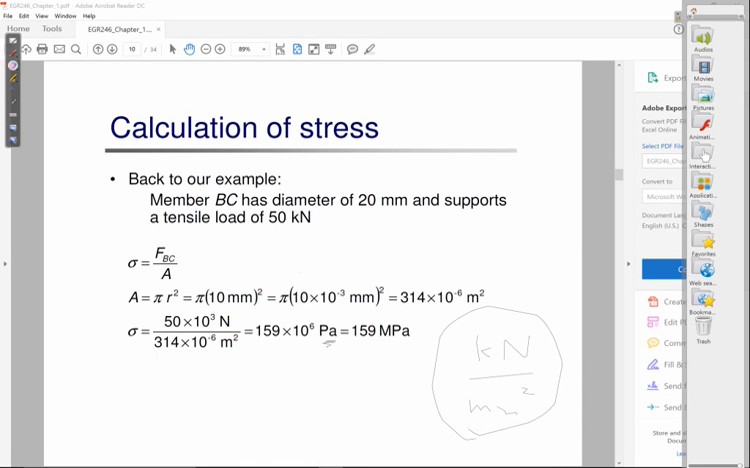Now we can calculate the stresses in AB and BC, right? But what exactly does that do for us? Any ideas? I'll give you a few seconds to think about that. Rather than saying that BC has a tensile force of 50 kilonewtons, now what we're really saying is BC has a stress of 159 megapascals, right? What's the difference? Both numbers really don't mean too much to you at this point, I would imagine.